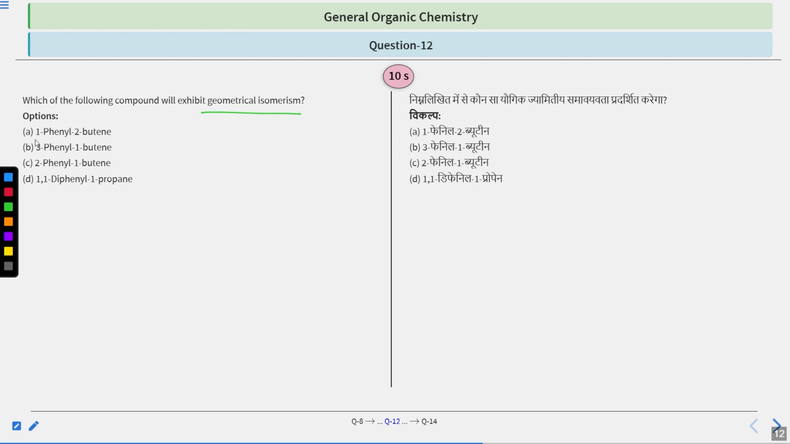Options are 1-phenyl-2-butene, 3-phenyl-1-butene, 2-phenyl-1-butene, or 1,1-diphenyl-1-propene. So you have 10 seconds to solve this question. After that, we will see the answer.